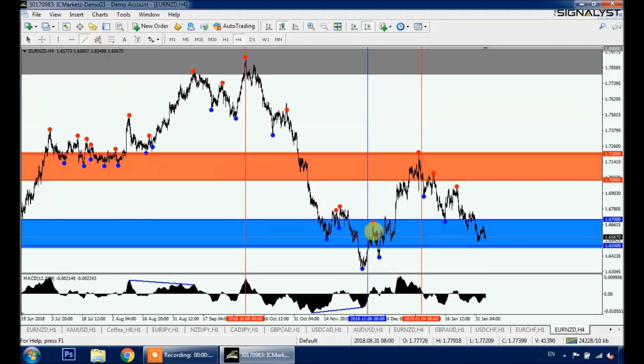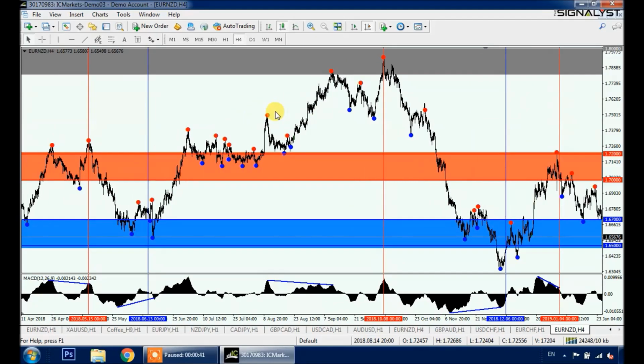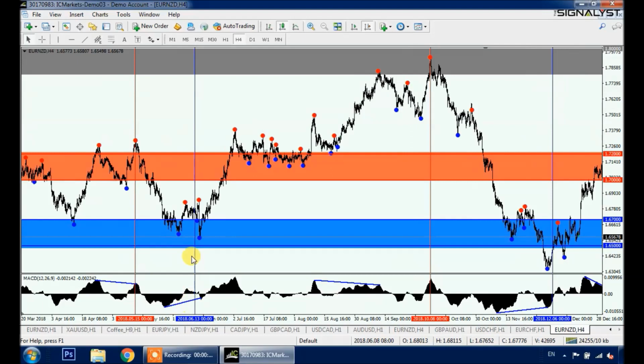And finally you have one here, one histogram divergence. MACD is making lower highs while price is making higher highs. So as you can see, all our setups have 2 confluences for now, divergence and a rejection zone. Now we need a third confluence. It can be a pattern, a trend line.